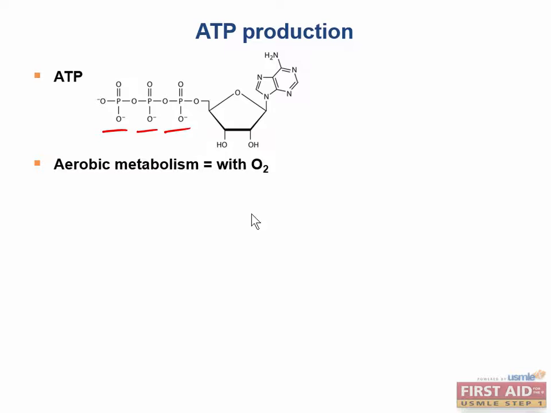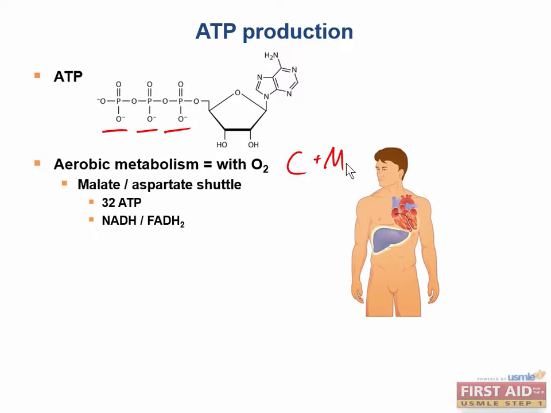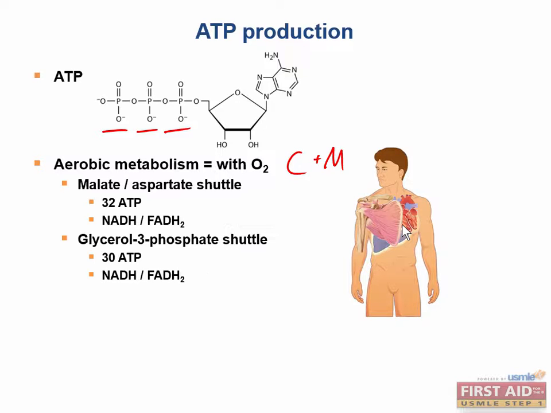Aerobic metabolism takes place in both the cytoplasm and the mitochondria, where oxygen is the final electron acceptor. Aerobic metabolism of glucose can produce 32 molecules of ATP via the malate aspartate shuttle, which is found in the liver and the heart. This shuttle transports NADH electrons gathered in the cytoplasm to the mitochondrial NADH acceptor, which can produce 3 molecules of ATP per molecule of NADH. Only 30 molecules of ATP are produced when the glycerol 3-phosphate shuttle is used in the muscle.